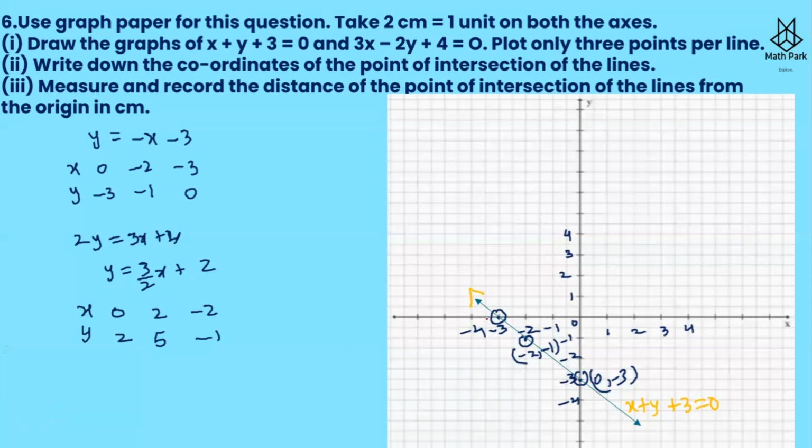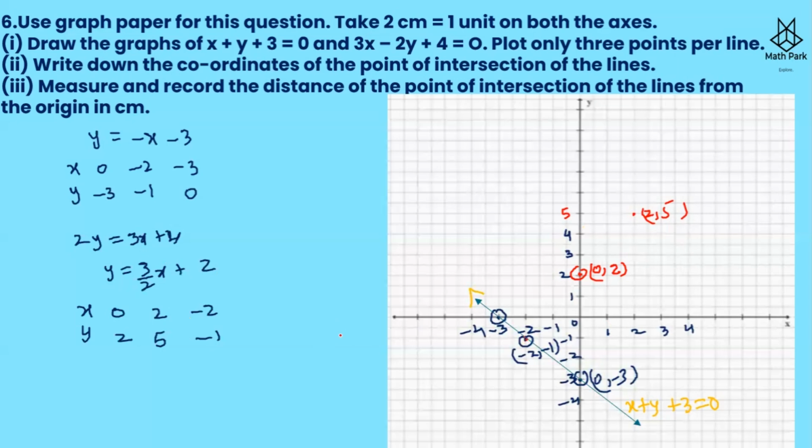Plotting these points. So you have 0, comma 2. So x is 0 and y is 2. So this is your 0, comma 2. Then it is 2, comma 5. X is 2 and y is 5. So this is your 5 here. So this is your 2, comma 5. And then -2, -1. So -2, -1 is again a common point here for both.